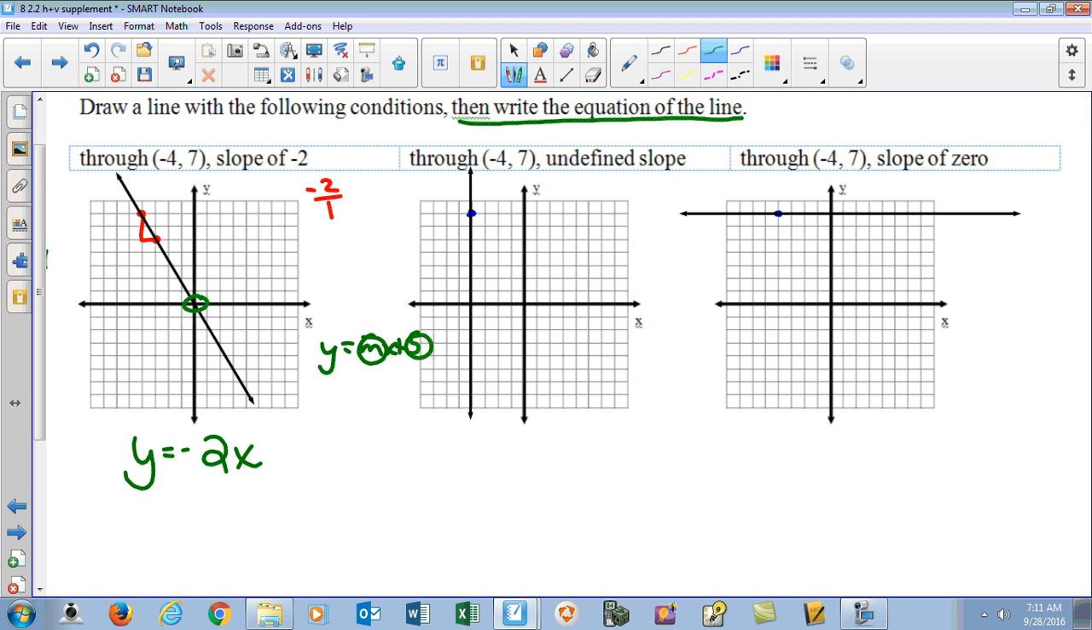All right, if you go to the middle one, since we have an undefined slope, that equation is x equals, and all of our common points for x, which is -4. So our equation for this line is x equals -4. And then on the last one, the slope is 0, the horizontal line, it's always in the form y equals, and all of our common y points are right up here going across at 7. So our equation here would be y equals 7.